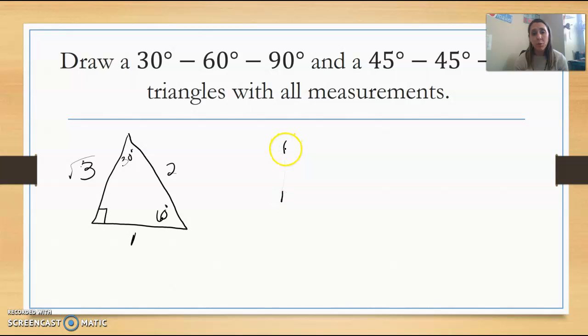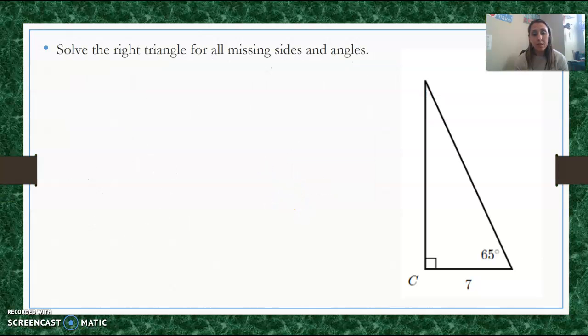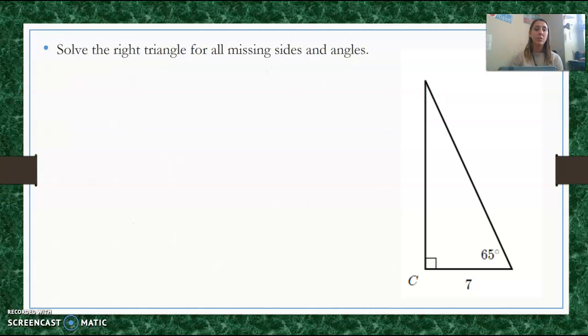Then my 45, 45. So this is 1, this is 1. Square root of 2. That's everything. Make sure you can do the sine of all of these. So we'll say the sine of 60 degrees. Make sure you do the sine, cosine, tangent, cosecant, secant, and cotangent. You need to know all 6.